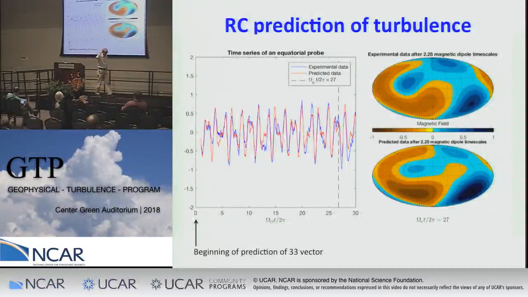This is, again, just a direct comparison of one component for, I guess, the first 30 rotations. And then, since I haven't shown you all 33 components, here is a rendering of the magnetic field of experimental data compared, at, I guess, two magnetic dipole timescales, with what the prediction is. And so it does a reasonably good job of predicting short-term weather of the magnetic field.